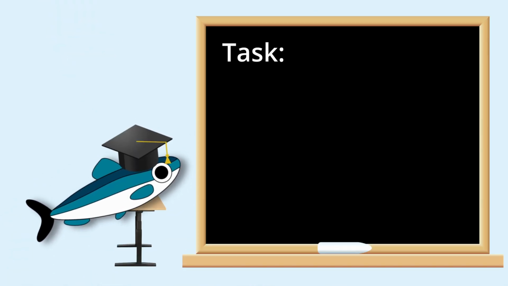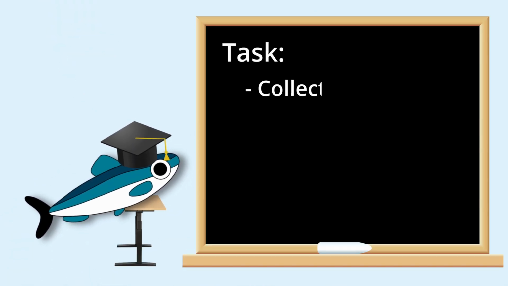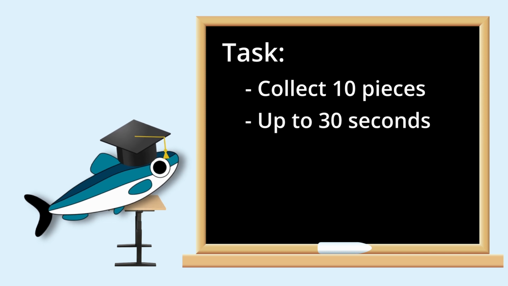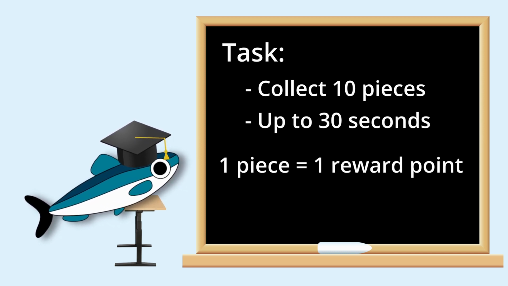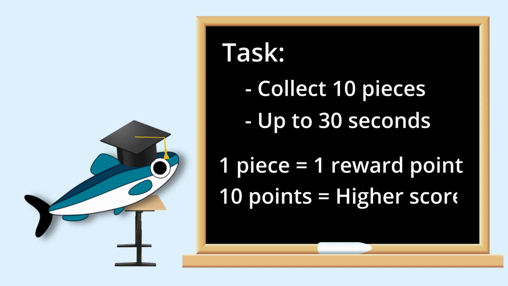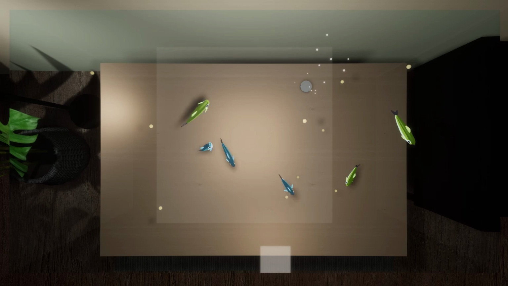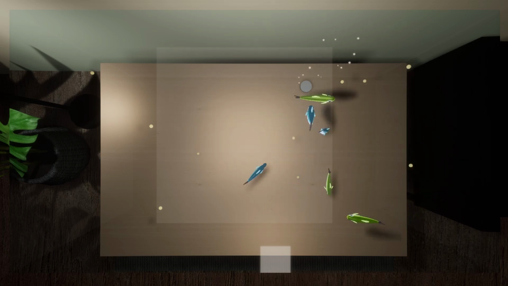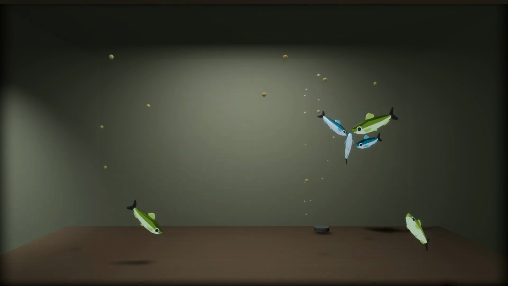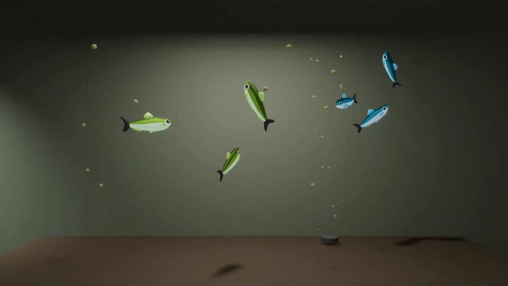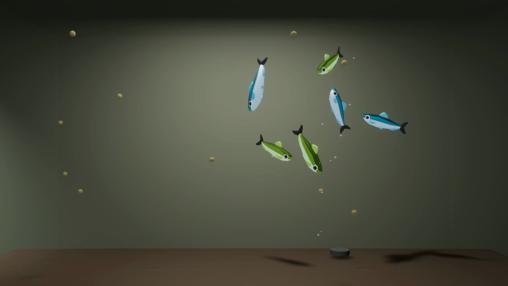Setting the task in this way, Arti must collect 10 food pieces within 30 seconds. Arti will receive 1 point for each eaten crumb. By collecting 10 pieces in time, Arti will receive the maximum score. This approach will motivate Arti to collect food more quickly, as the maximum score can only be achieved by completing the task within the allotted time. It's time to put the acquired knowledge into practice.